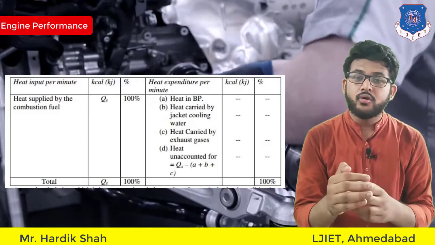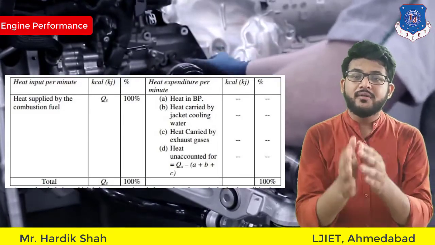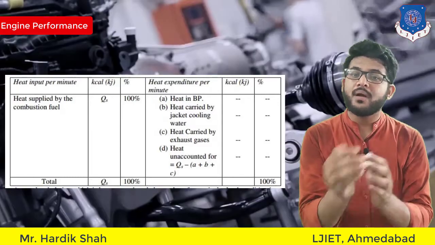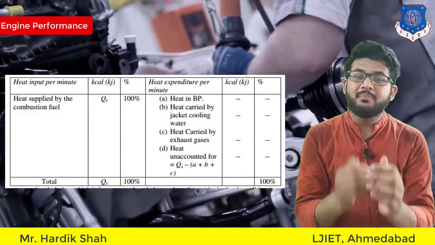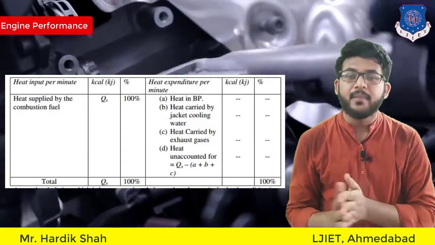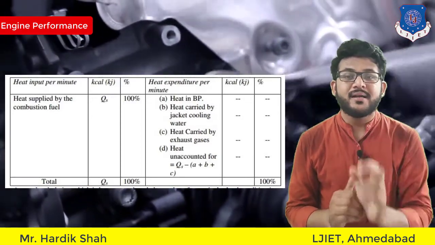And if you want to know about the hourly basis, then we will convert all this kilowatt into kilojoule per minute, and if we want to make it minute based, we will make it kilojoule per minute, or you can say kilojoule per second. So this is the main thing which we need to do inside the heat balance sheet.